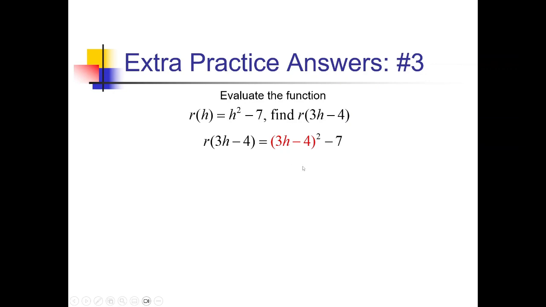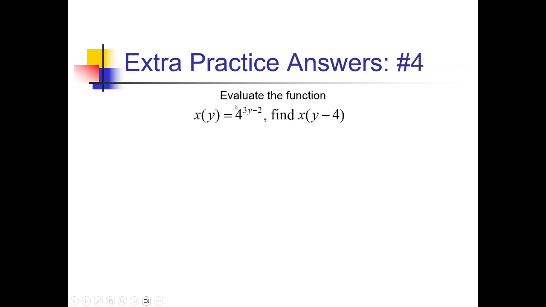Using my a squared plus 2ab plus b squared shortcut for these squared parentheses, squaring the first thing gives me 9h squared. Then I multiply these together and double it to get the middle. 3 times negative 4 is negative 12h. Double that is negative 24h. And then we square the last thing to get plus 16. And we still have that minus 7 at the end to deal with. So not too much to combine here, just the 16 and the negative 7, which gives me a 9 at the end of all that.